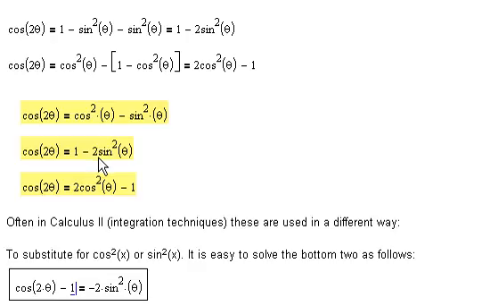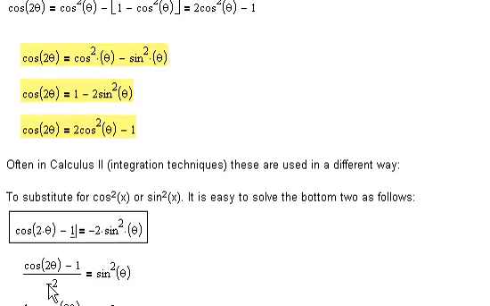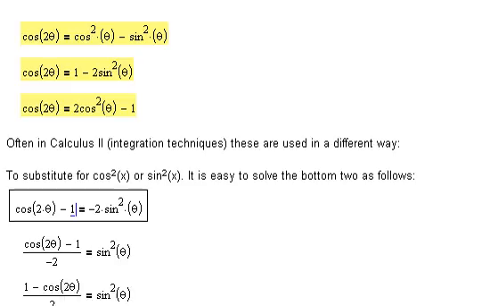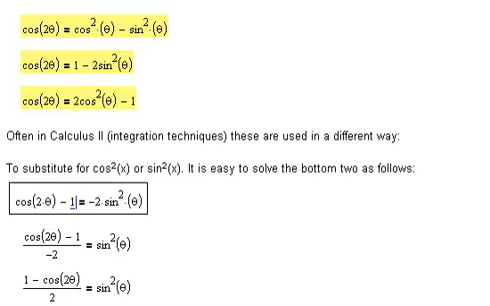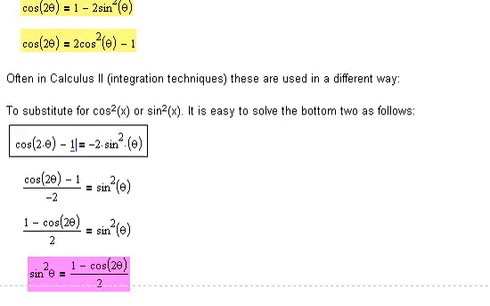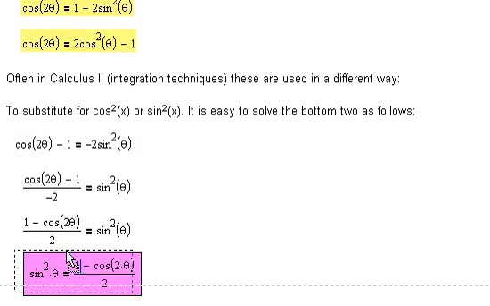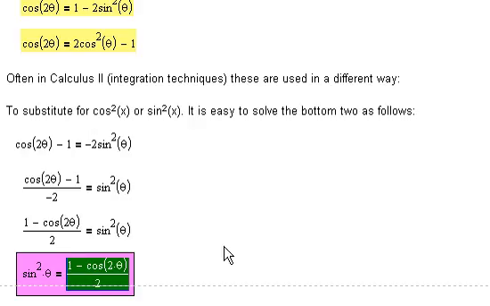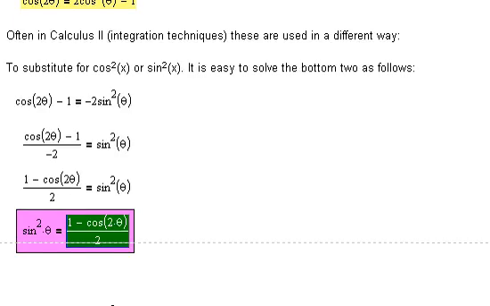And here's this formula, solve for sine squared theta. Just subtract the 1 from both sides. Divide both sides by negative 2. And then simplify this a little bit by factoring out the negatives. So sine squared theta is 1 minus cosine 2 theta over 2, and that is the formula that's used to substitute. This formula right here will substitute for sine squared theta when you're integrating in calculus class.